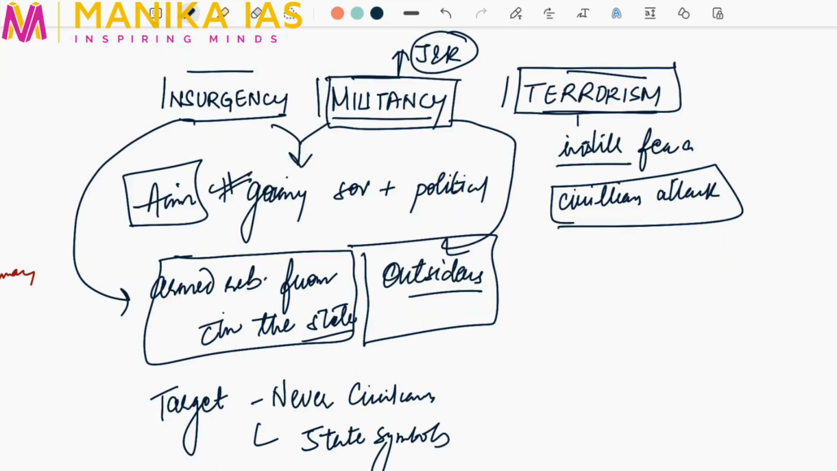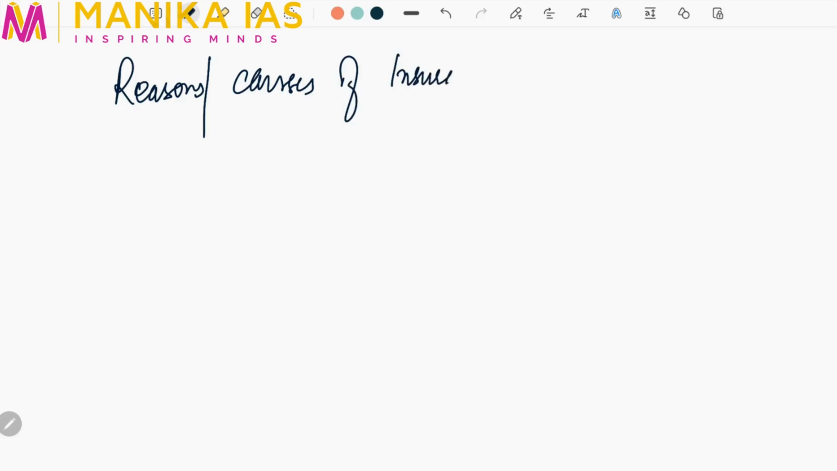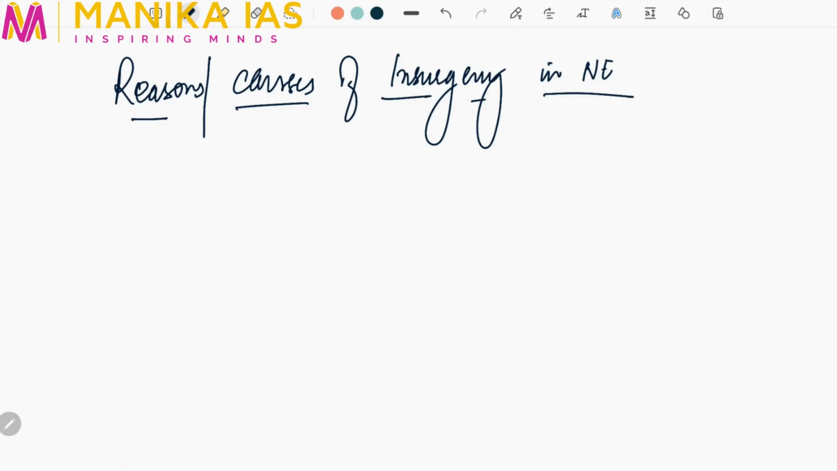Now let us understand the reasons and the causes behind the rise of insurgency in Northeast. You need to appreciate the fact that the Northeast in itself is a very diverse region. A lot of tribal people are living there, so they are culturally, ethnically, and linguistically very different, not only amongst the states but within the state itself.